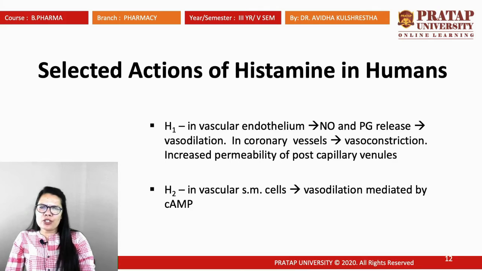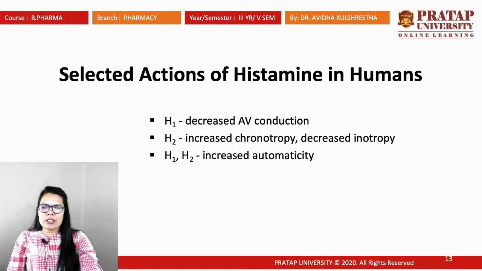Selected actions of histamine in humans. H1 in the vascular endothelium causes NO or PG release. In the coronary vessels there is vasoconstriction, with increased permeability of the postcapillary venules. H2 in the vascular smooth muscle cells causes vasodilation mediated by cAMP. H1 and H2 increase automaticity. H1 decreases the AV conduction, H2 increases the chronotropy and decreases inotropy, and H1 and H2 increase automaticity. So this is the selected action of histamine in humans.